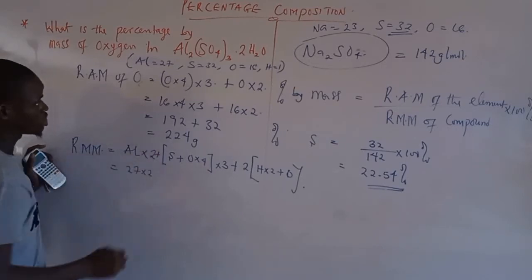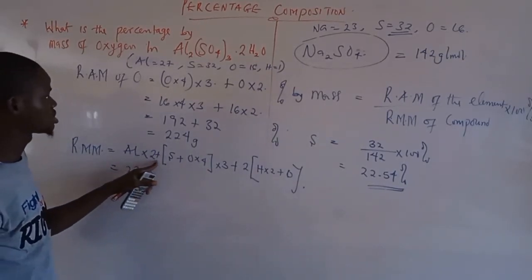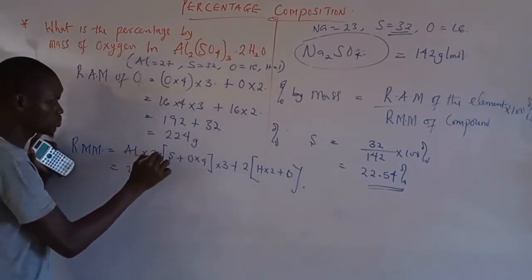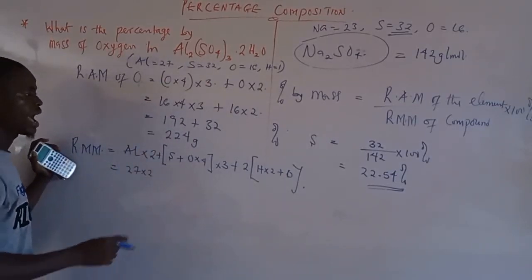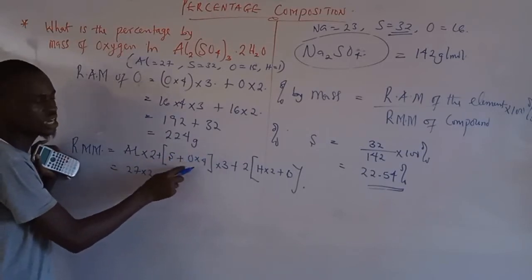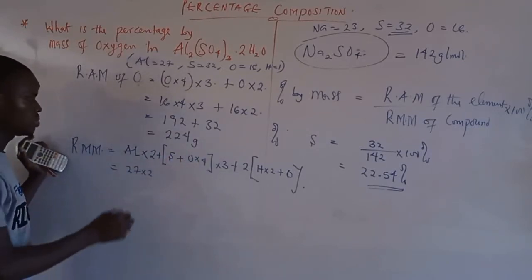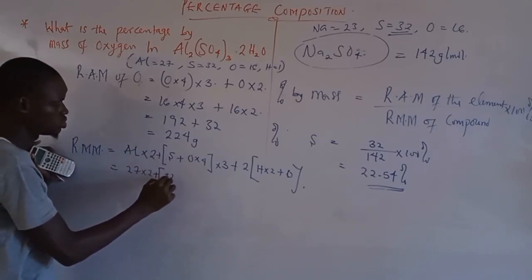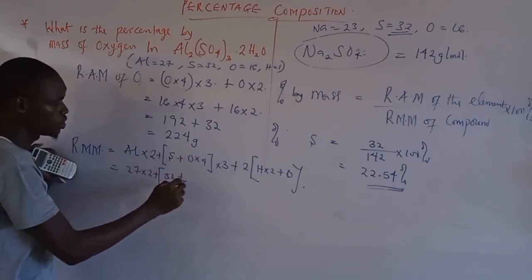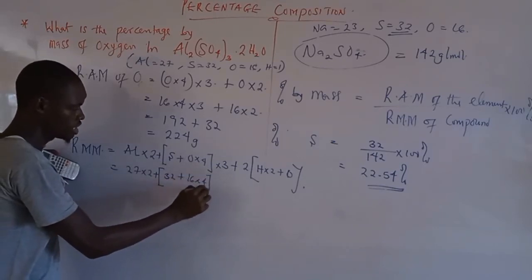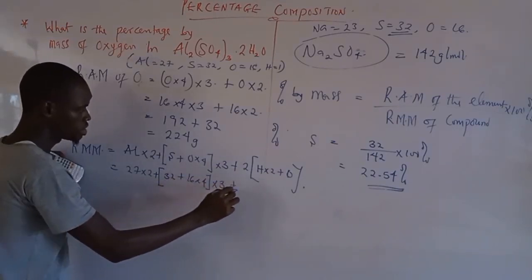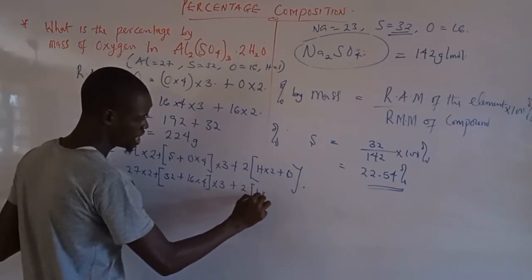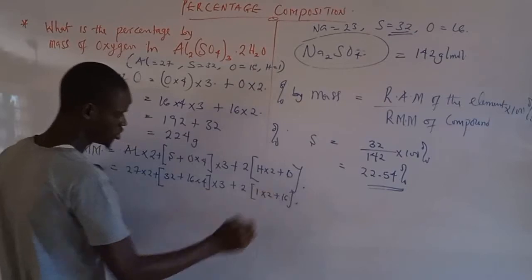Now, this should be plus. 27 times 2 plus sulfur and the rest. Now, I can further solve all this, then the answer you get, multiply it by 3. I'll be having plus sulfur is 32 plus oxygen times 4, that is 16 times 4. Everything about this is times 3, plus 2 brackets, hydrogen is 1 times 2 plus 16, close brackets.